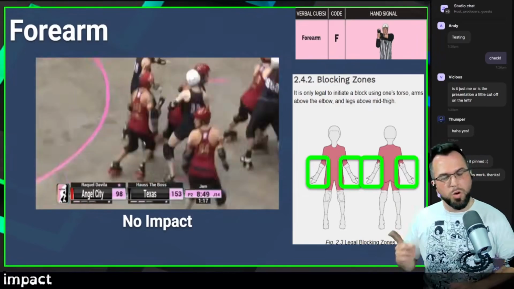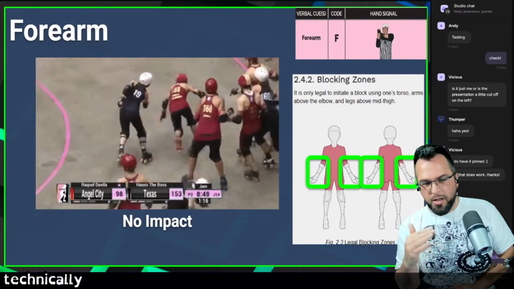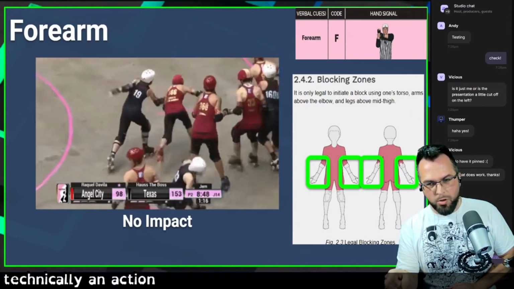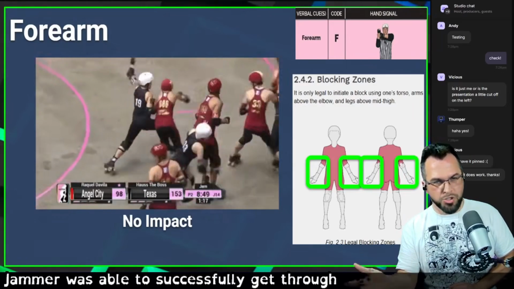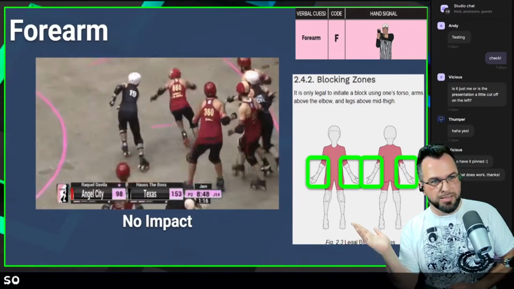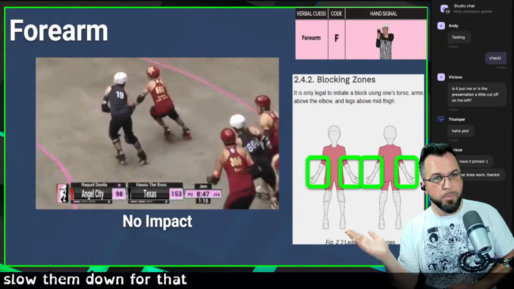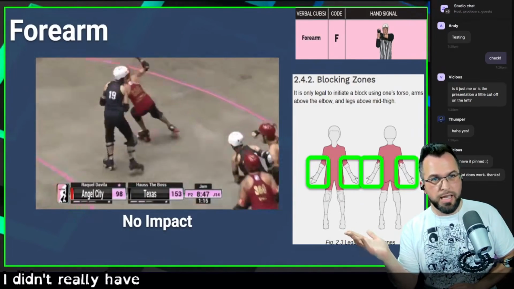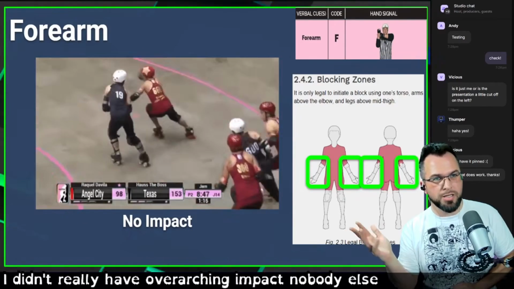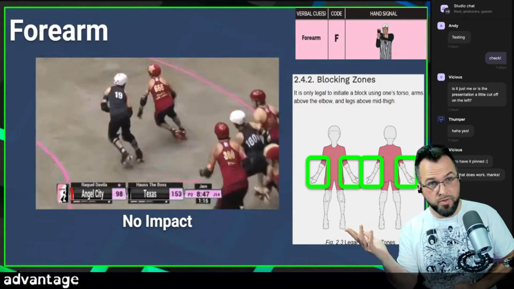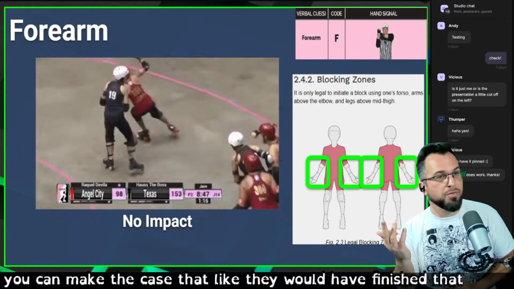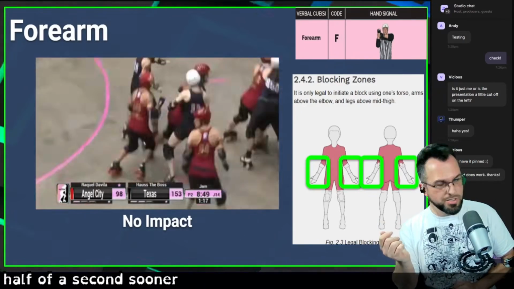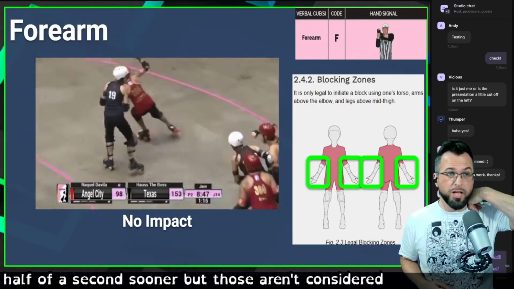And there's another one where technically an action slowed the jammer down, but overall that jammer was able to successfully get through and finish their trip. So even if it slightly slowed them down for that moment, it didn't have overarching impact. Nobody else was able to gain advantage because of it. You could make the case that they would have finished that trip half a second sooner, but those aren't considered impactful enough to penalize, if that makes sense.